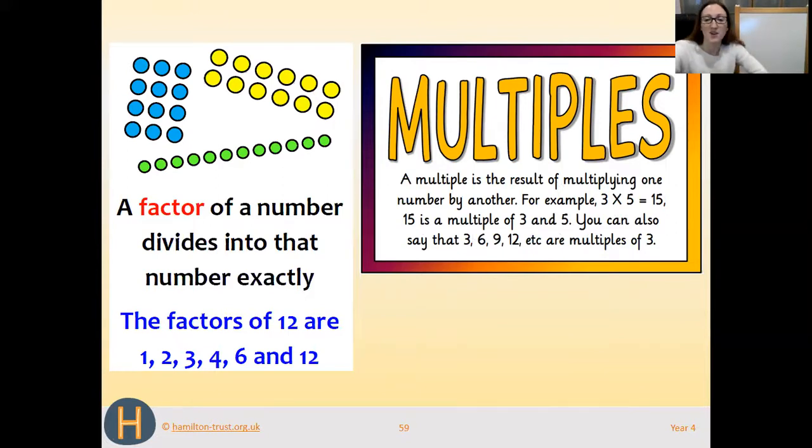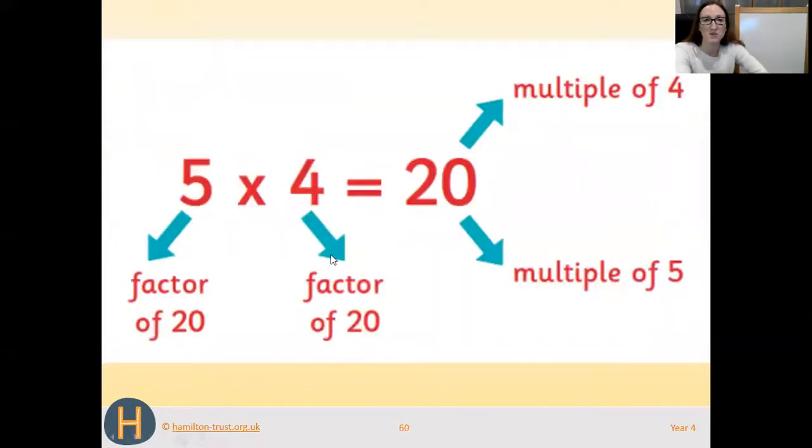Okay, so another way of looking at this before we move on is here. If we look at this calculation, 5 times 4 equals 20. So in this example here, 5 goes into 20 exactly. So 5 is a factor of 20. 4 goes into 20 exactly. So 4 is a factor of 20. And 20, because it is larger than 5 and 4, it's in the 5 times table and the 4 times table, means that it is a multiple of 4 and 5.